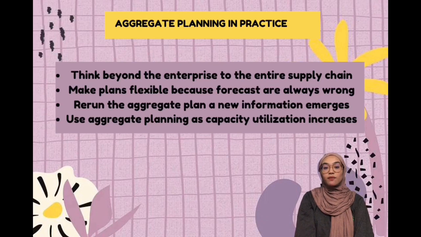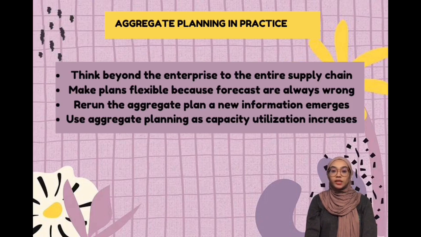To enhance the effectiveness of aggregate planning, it's crucial to consider the entire supply chain, extending beyond the boundaries of the individual enterprise. This involves collaboration with suppliers, distributors, and other partners to ensure a synchronized and efficient flow of materials, information, and products. Aligning plans and strategies across the entire supply chain helps in addressing bottlenecks, reducing lead times, and improving overall responsiveness to change in demand.